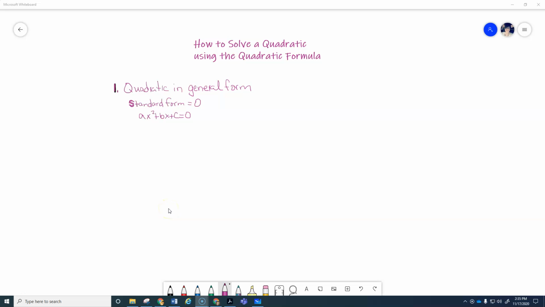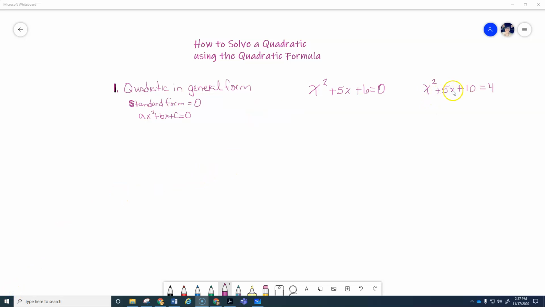How to solve a quadratic using the quadratic formula. Step number 1. Your quadratic must be in general form. And general form is simply standard form equal to 0, or ax squared plus bx plus c equal to 0. For example, x squared plus 5x plus 6 equal to 0 is ready to use the quadratic formula.